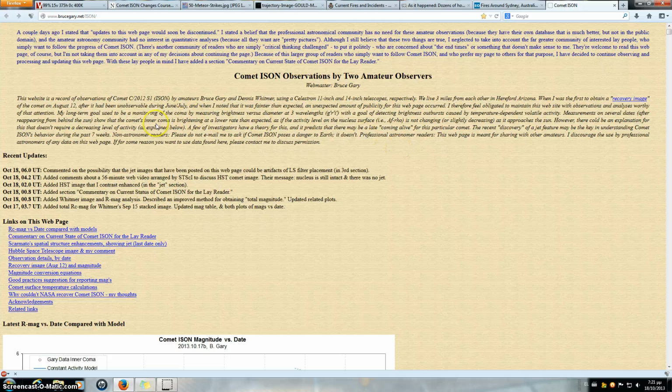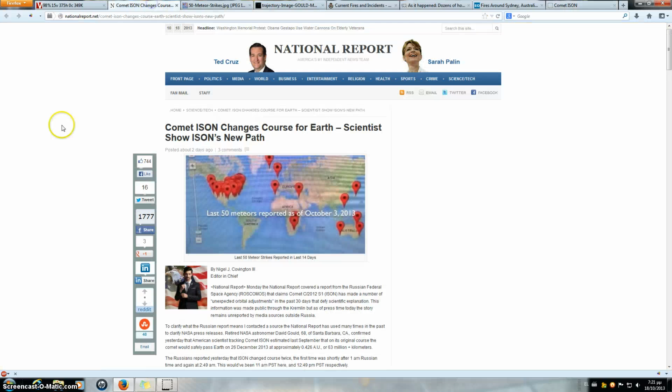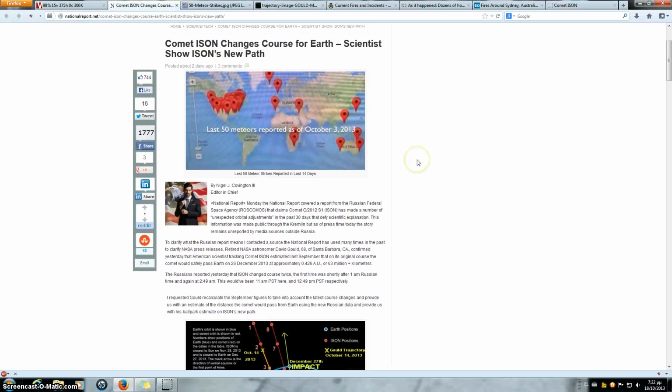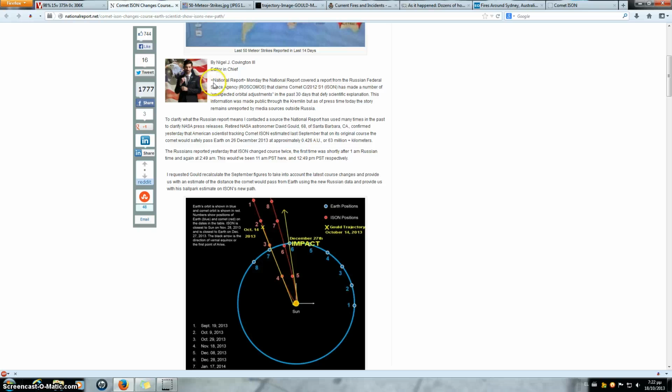But now let's continue with something else that I found that I think is very interesting. This is the National Report, and I'm going to read this entire article because I think it's important. Comet ISON changes course for Earth. Scientists show ISON's new path. I will get to this picture in a little bit. This is by Nigel J. Covington III, Editor-in-Chief, National Report.